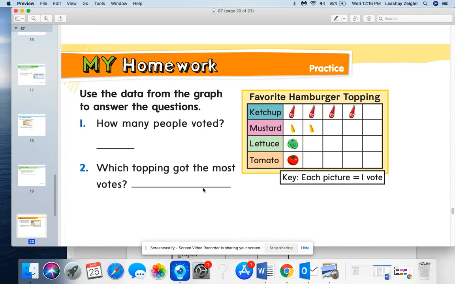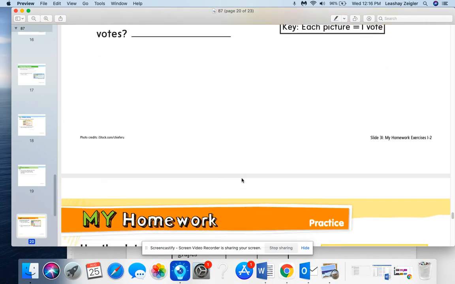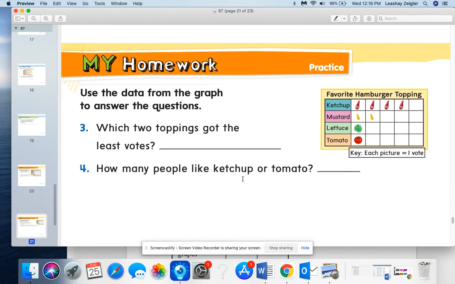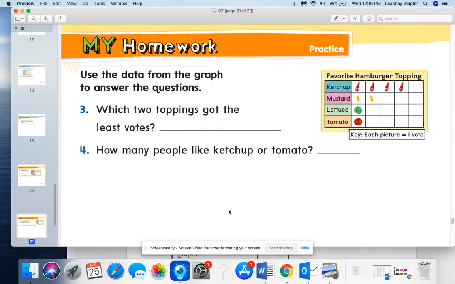Which topping got the most votes? So where did you see the most of the pictures? The answer should have been ketchup. Down here, it says use the data from the graph to answer the questions. Which two toppings got the least votes? There are two categories that only got one vote. So they should have been lettuce and tomato. That's what you should have had there.